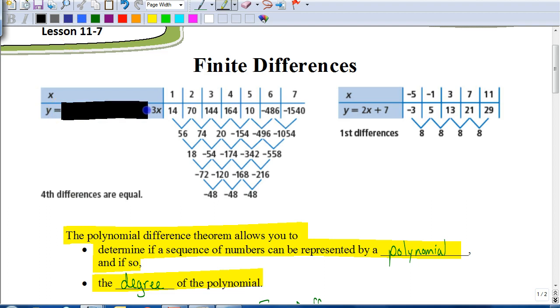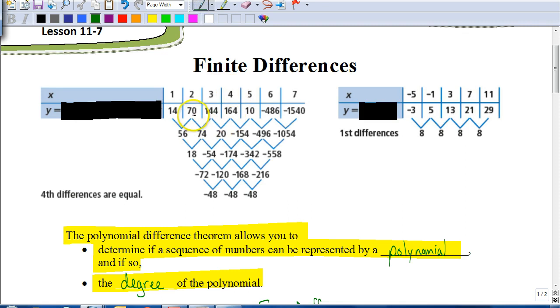Now let's say, for example, we didn't know what these equations were. So if this was all we were given, just this data. The finite difference theorem is going to do two things, and that's what's highlighted down here. It'll tell us if a polynomial exists, and it'll tell us what the degree of that polynomial would be. And the way that we do that is we subtract. That's why it's called finite differences. We subtract one term minus the one before it.